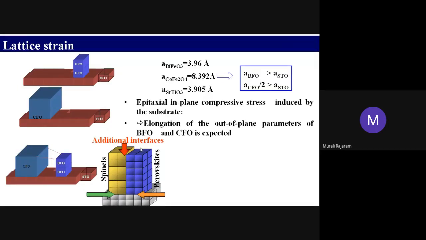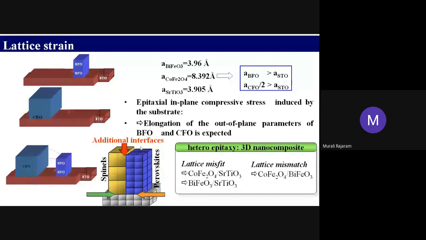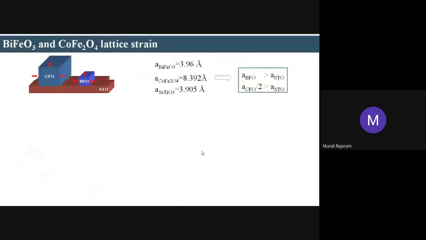films. So we should not only see the lattice misfit of a spinel and a substrate, or a perovskite and substrate, you should also see the spinel and perovskite lattice mismatch. This is also one of the important parameters in this kind of vertically aligned nanostructure. So what happens if you put this together?